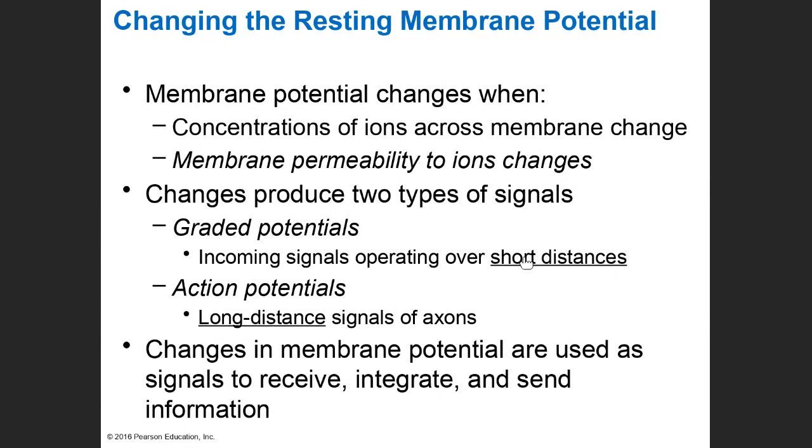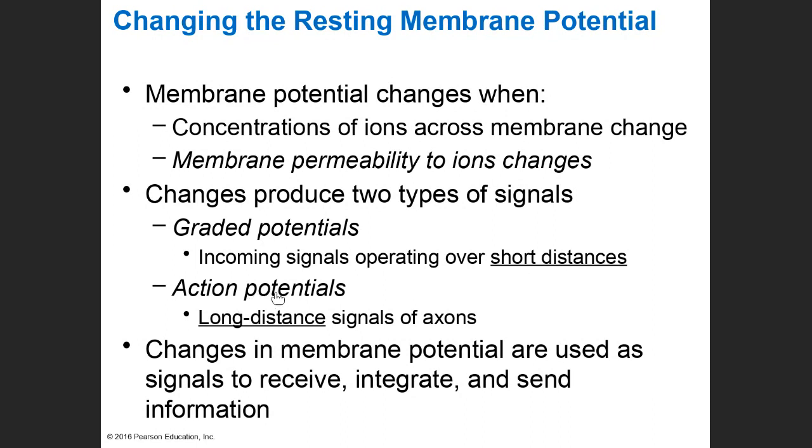Now, here's what happens: you get a whole bunch of graded potentials. They're small electrical signals traveling over this short distance from dendrite to soma. You get a whole bunch of these and you add them up. Graded potentials get summated. They get summed up. They're going to be added together, and if there are enough graded potentials to create a strong enough electrical signal, then this will trigger an action potential.